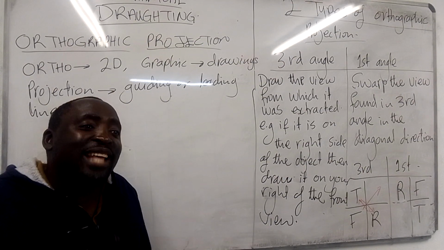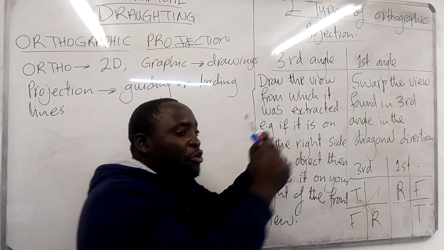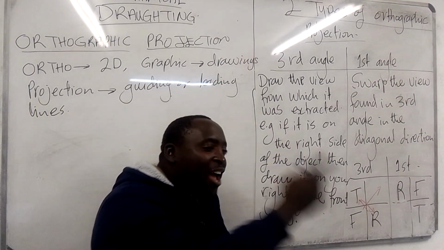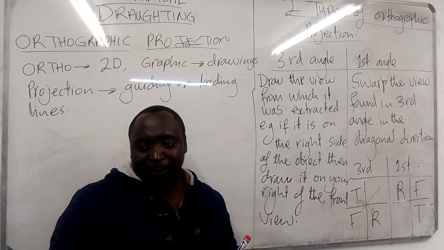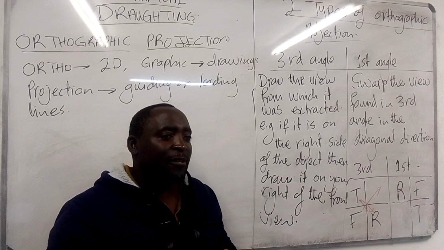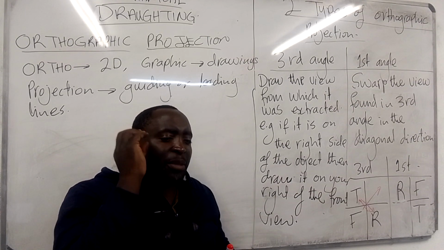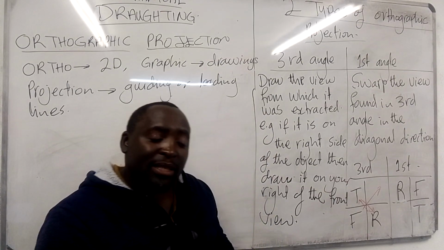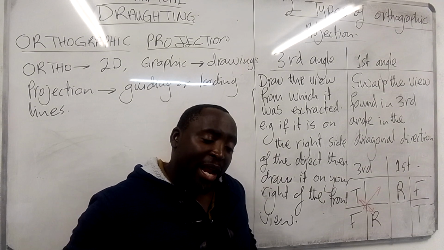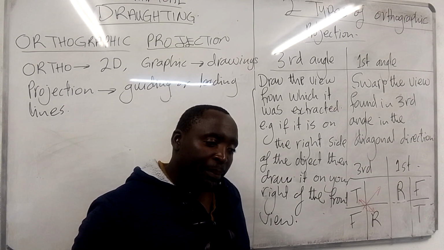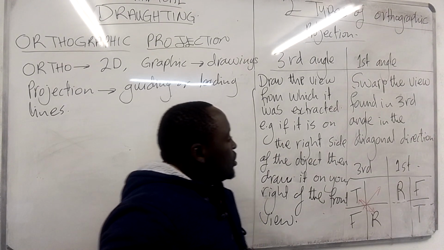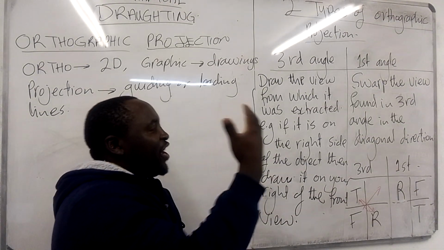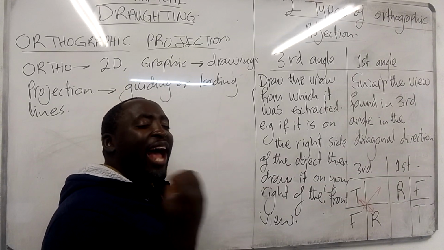You're looking on the left, draw it on the left. But when you come to first angle, you only take the third angle you used and swap the views in the diagonal direction to create first angle projection. That is how you do it. Don't mix up the language. Are we together, class? Even you guys online, are we together? Okay. So that is what we talk about when we say third angle projection, first angle projection. That is what we are talking about.